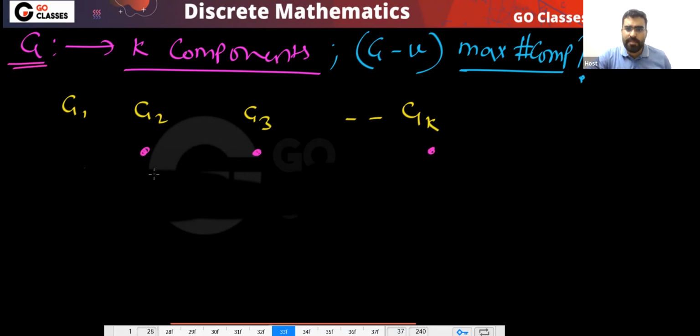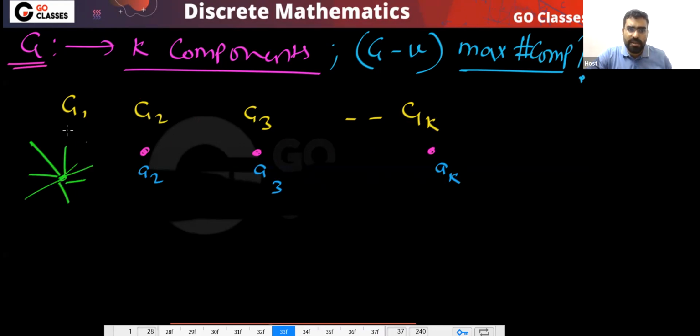How many vertices are remaining? You can notice that k minus 1 vertices are gone. These are the k minus 1 single vertices, like A1, A2, A3, up to A(k-1). So finally, here you can create a star graph.